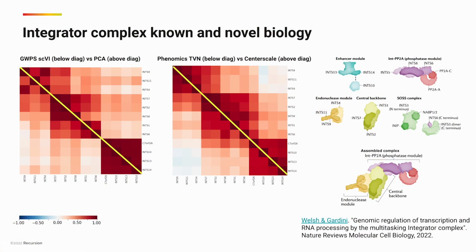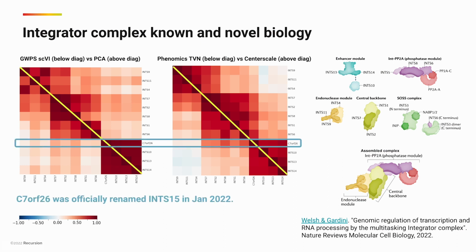We see that both data types and all four maps accurately identify the modular structure of the integrator complex, and they all identify a previously unknown gene, C7orf26, as part of this complex. This gene was officially renamed INTS15 earlier this year, after two papers, including the genome-wide perturb-seq paper, proposed this gene as part of the integrator complex.